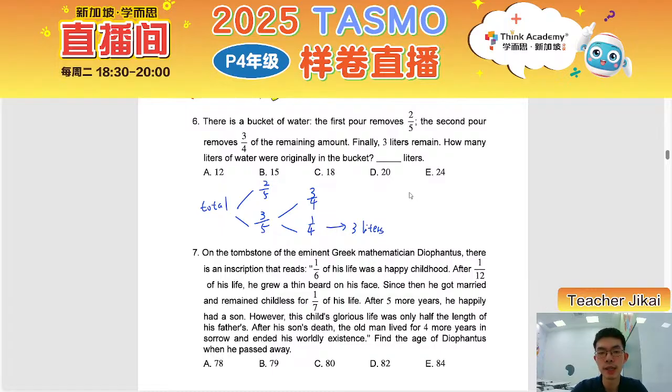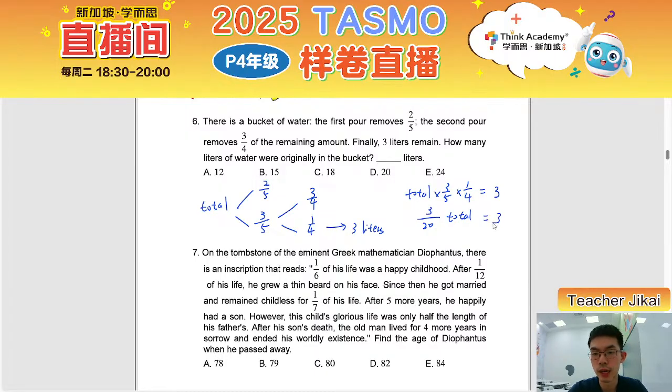So we can build the equation, right? The total, first 3/5 remain, and based on it, 1/4 remaining here, and it is 3, right? So 3/20 of the total is 3 liters. So the total here is 3 divided by 3/20. So we know the total is 20. You know the branching method, and it's super easy, right? You just build the relationship here.